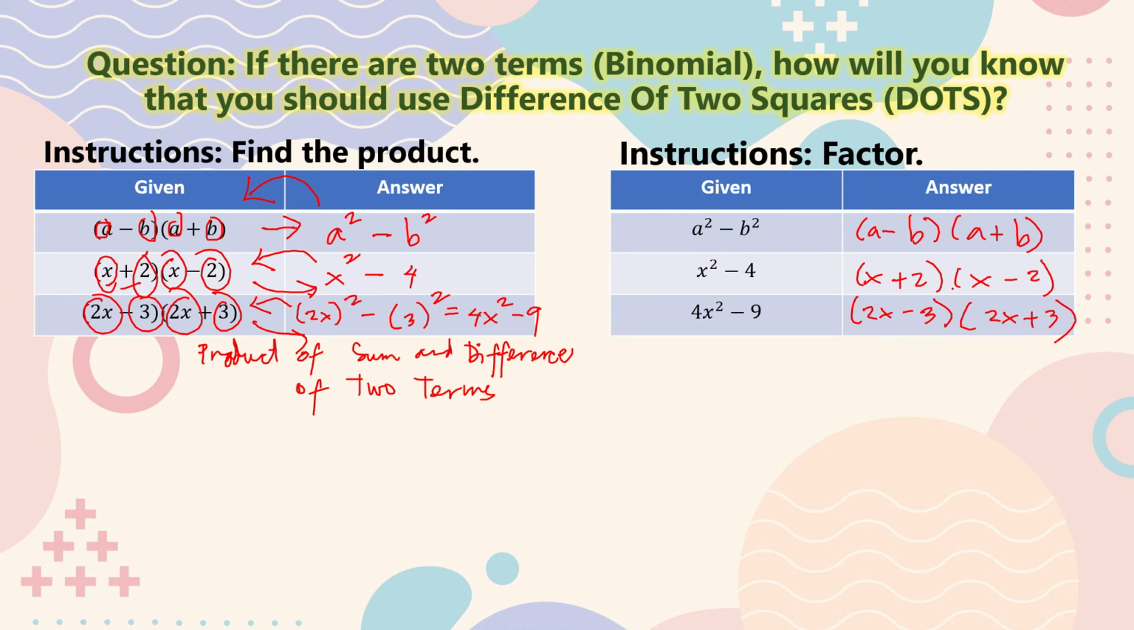This is where I will ask you to make an observation. Figure out the pattern. What could be the situation here, and how do we get the answer right away, even if we're given only 10 seconds as a time limit? Okay, very good. We see that in our given, all of them have two terms. That is the first thing we notice. The second thing we notice is that the first terms are all perfect squares.